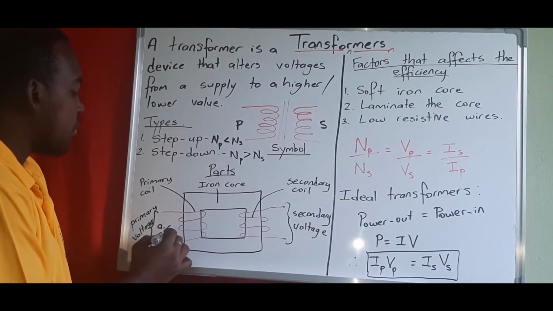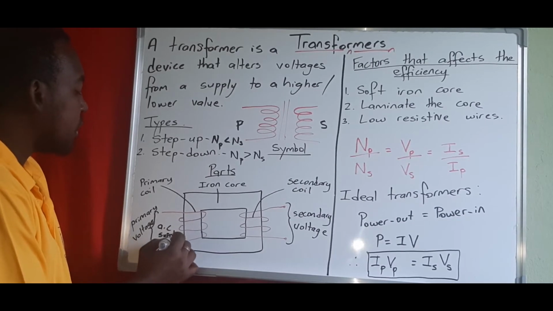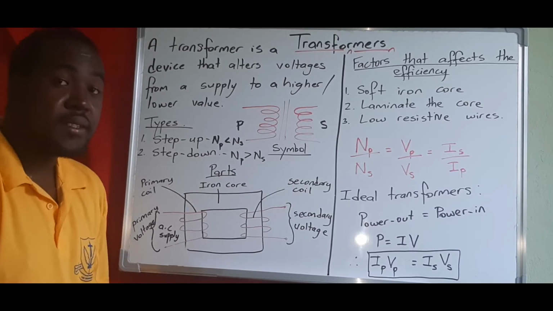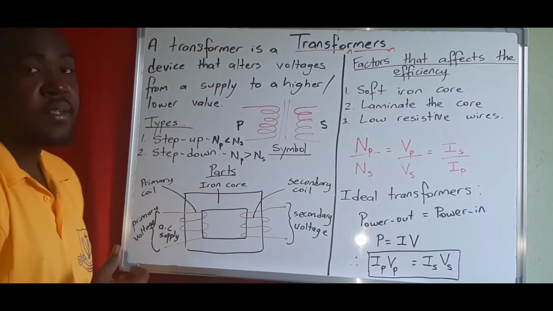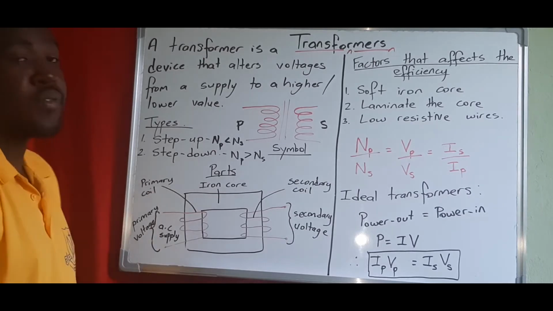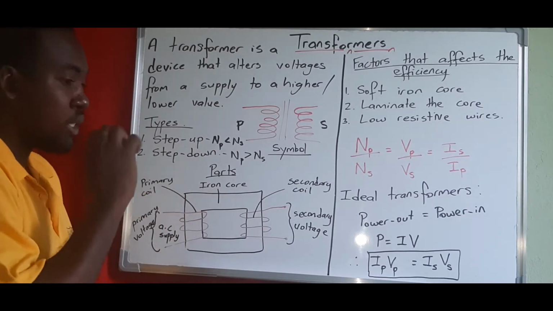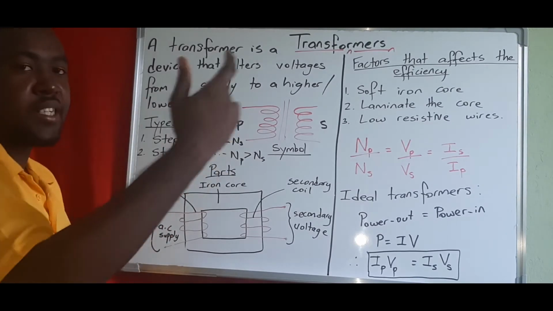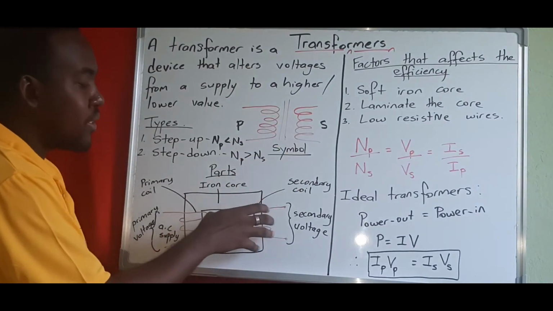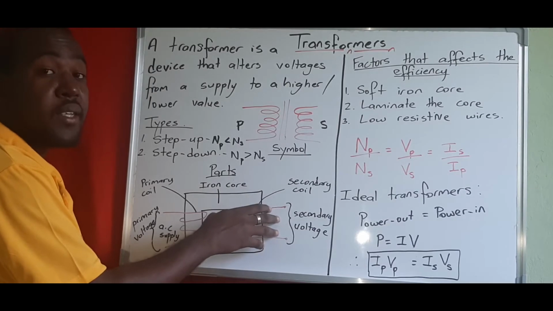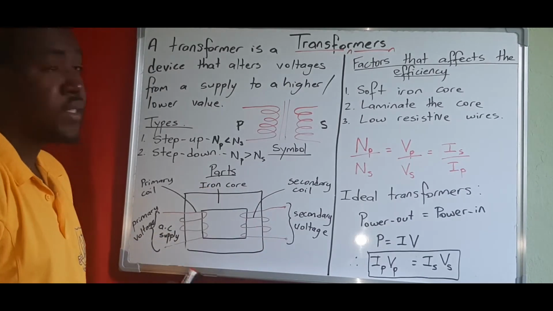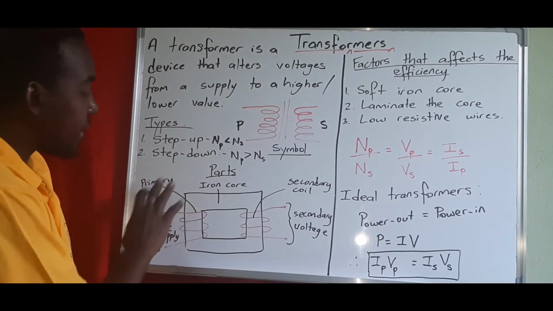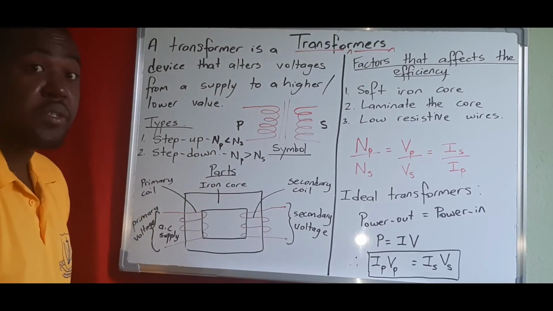So we are only able to use a transformer with an AC supply. A DC supply does not work with a transformer because there is no change in direction, and you need that change in direction in order to induce the voltage on the opposite side of the secondary coil.